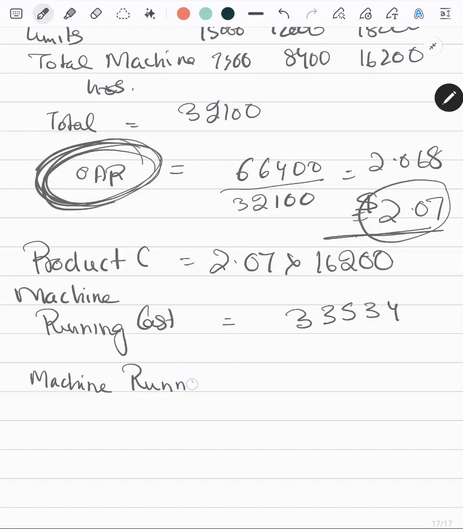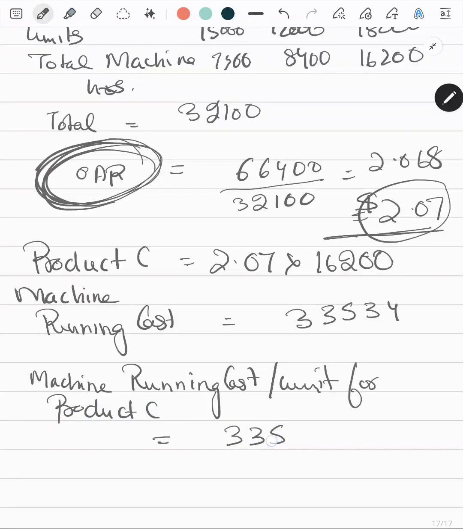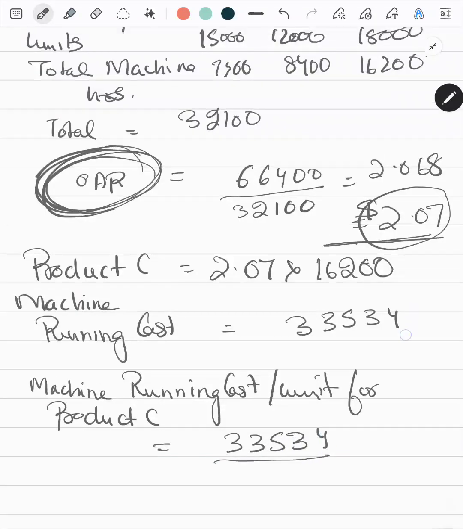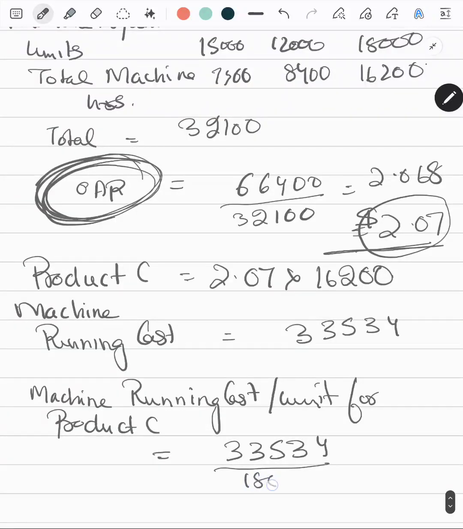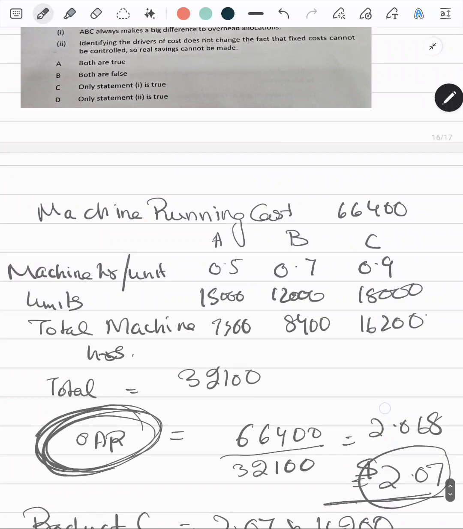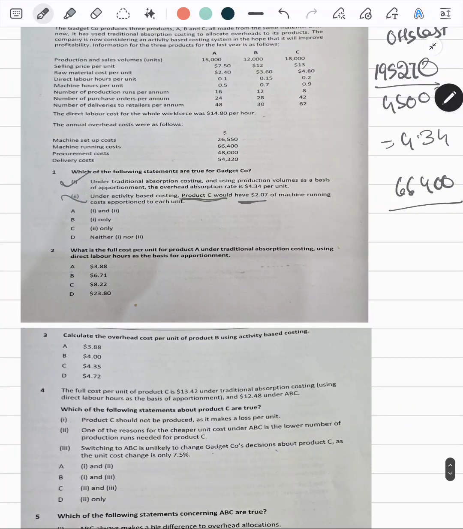running cost per unit for product C should be 33,534 divided by how many units are there? 18,000. So this is 1.863. So the statement 2 is incorrect.